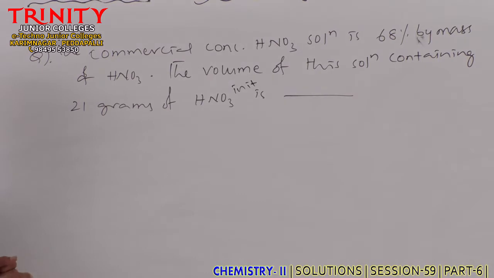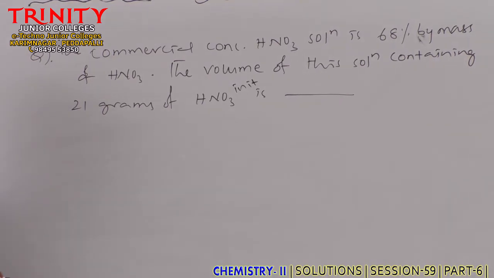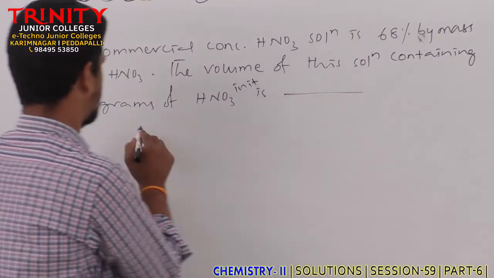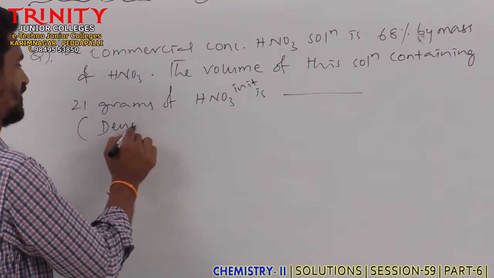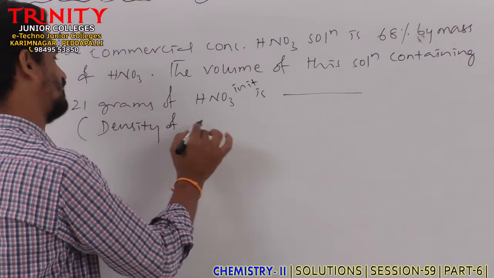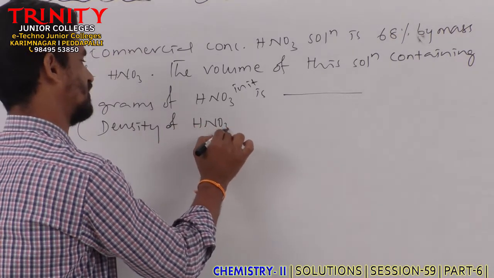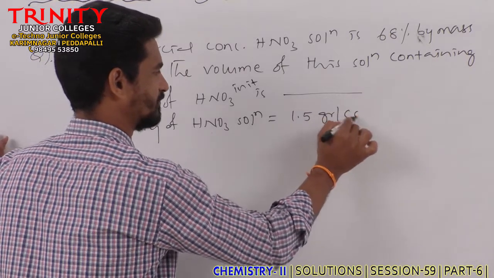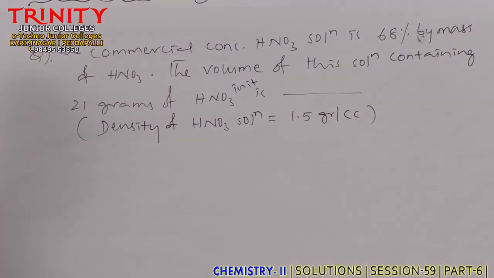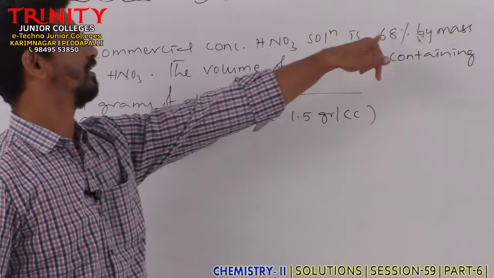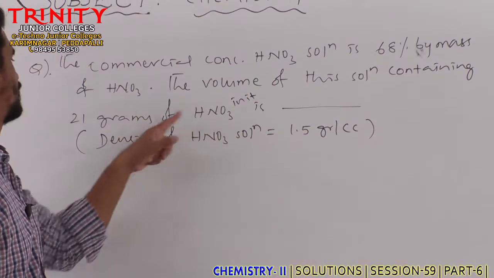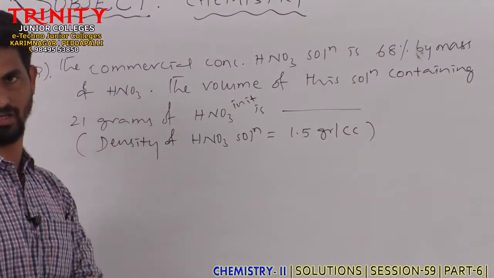So how much is that? What is the volume? Here, in brackets, write down what is given: the density of HNO3 solution is given as 1.5 gram per cc. This is the question given. So density is given, weight percentage is given. What are you asked to find? Volume of solution containing 21 grams of HNO3.